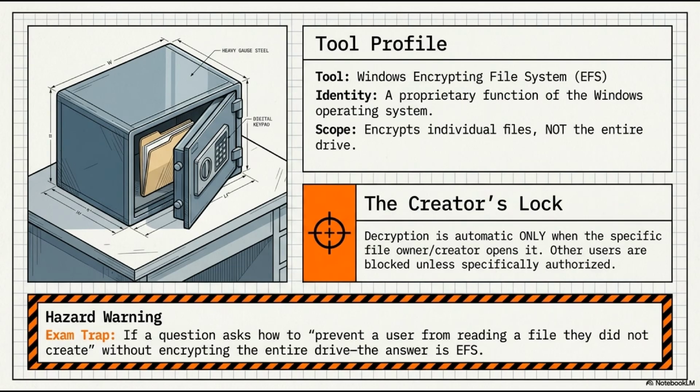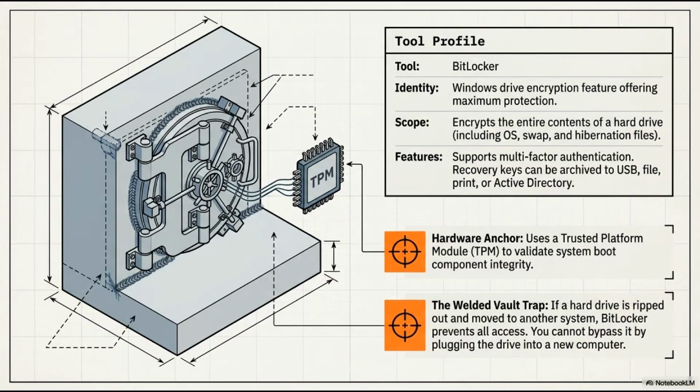Moving to slide 5, titled Tool Profile, BitLocker. Now we're bringing out the heavy machinery. Yeah. The visual difference from EFS is striking. This is a massive vault door embedded into a solid concrete wall, and it's wired to a microchip labeled TPM. Right, so we're contrasting BitLocker with EFS here. Because while EFS is a small safe for files, BitLocker locks down the entire contents of the hard drive. The absolute entirety of it. The OS, the empty space, everything. The slide specifically mentions swap files and hibernation files.